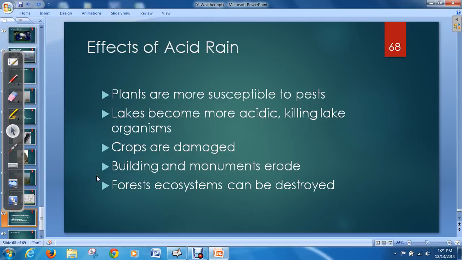Okay, so we just want to be aware of some of these effects, and in the future there may be things that come up about acid rain, and there may be things we need to vote on. What do we do about it? Do we try and prevent it? How can we make it less of an issue? Things like that. So I just wanted to make you aware of what acid rain is as it comes up in the future.